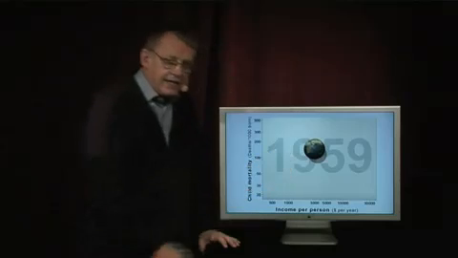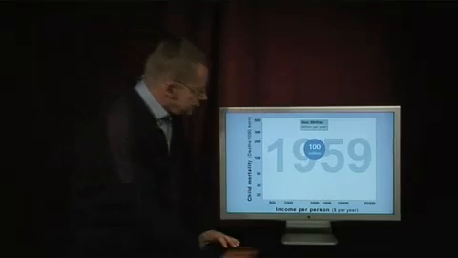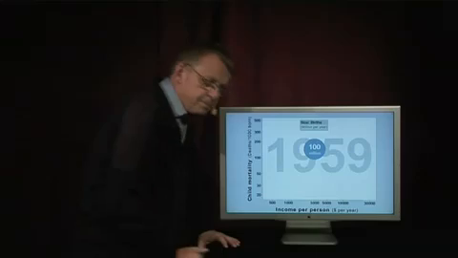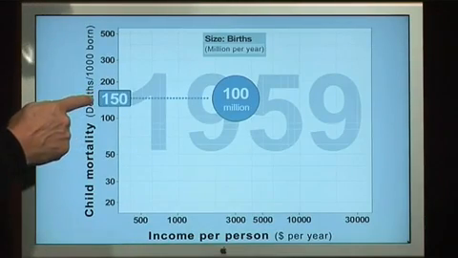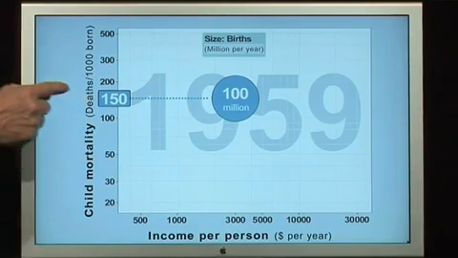This is the world in 1959. The size of this bubble represents the number of children born in the world. It was 100 million children that were born in 1959. And on this axis here, we can see the death among these children.